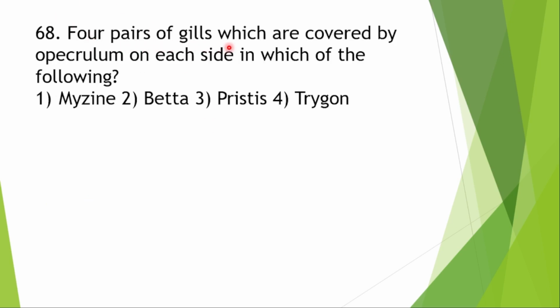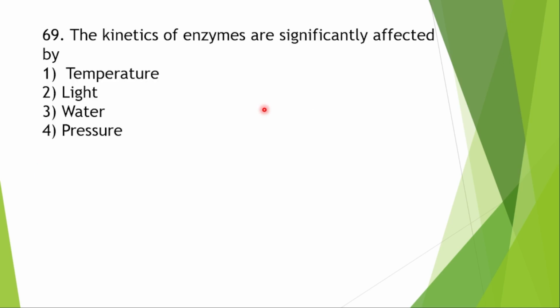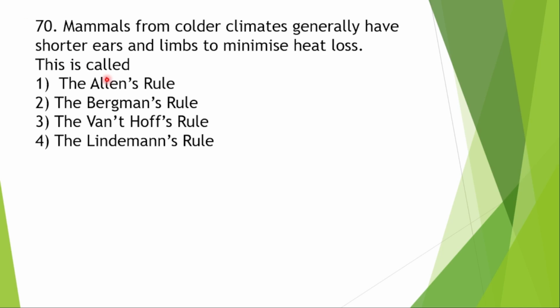68. Four pairs of gills which are covered by operculum on each side are found in which of the following? Myxine, Betta, Pristis, Trygon. The right option is 2, that is Betta. 69. The kinetics of enzymes are significantly affected by temperature, light, water, and pressure. The right option is 1, that is temperature. 70. Mammals from colder climates generally have shorter ears and limbs to minimize heat loss. This is called Allen's rule, Bergmann's rule, Van 't Hoff's rule, or Lindemann's rule. The right option is Allen's rule.